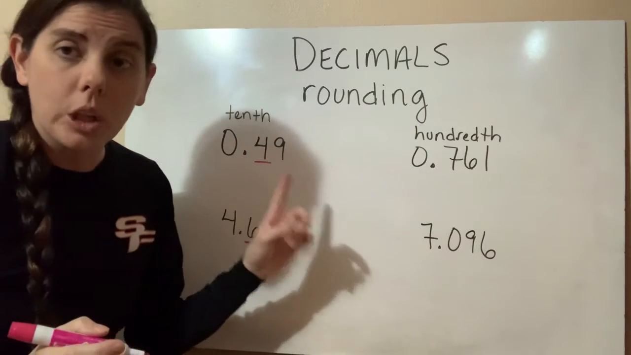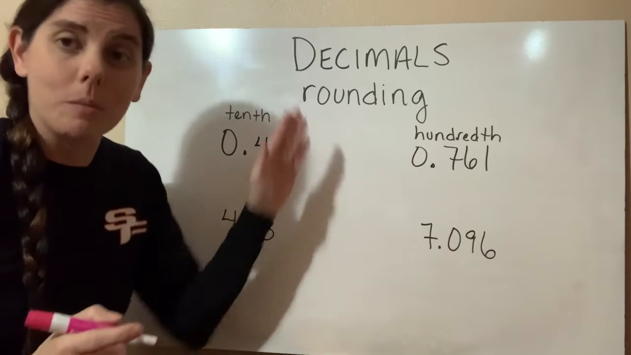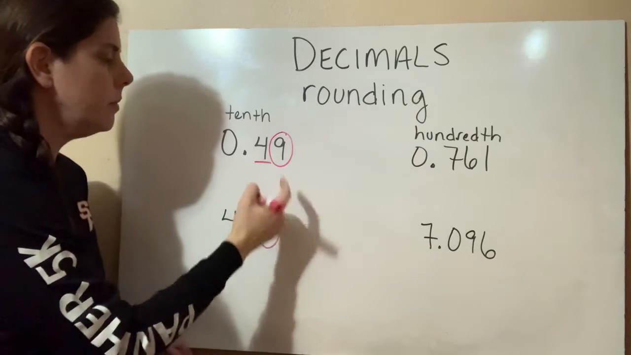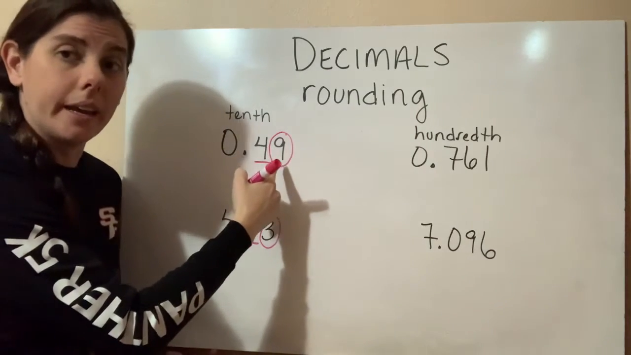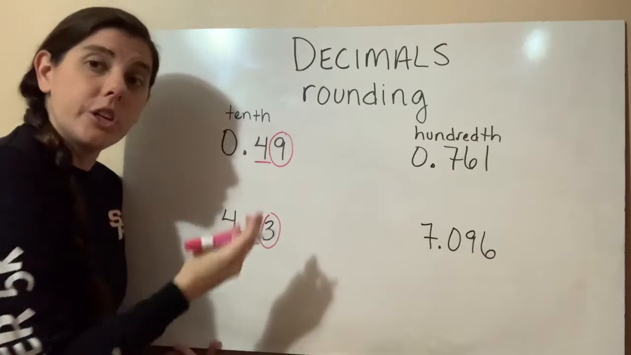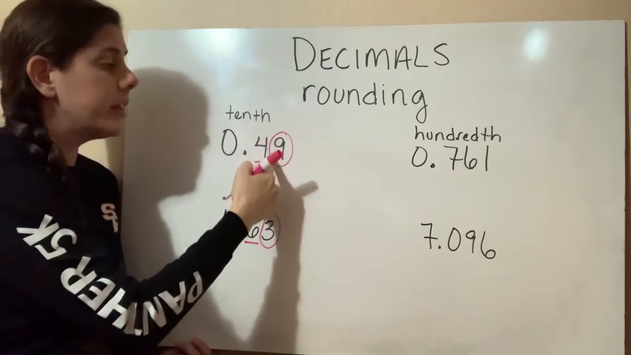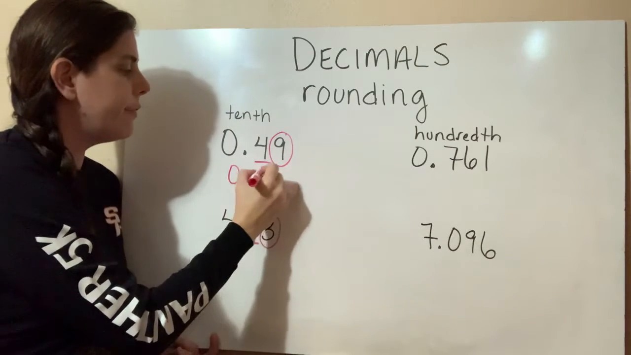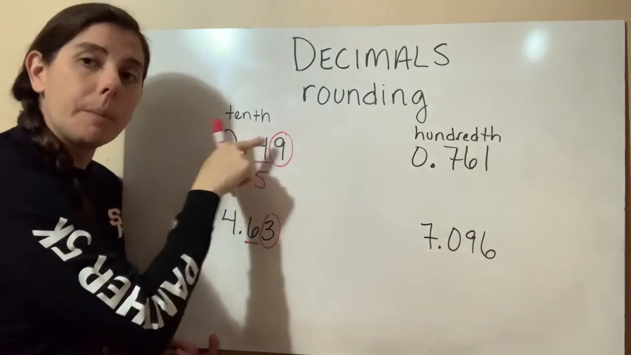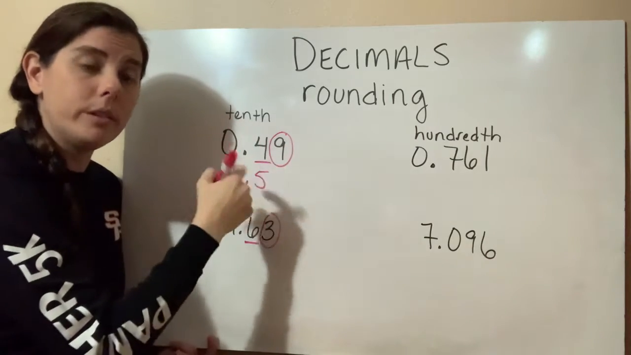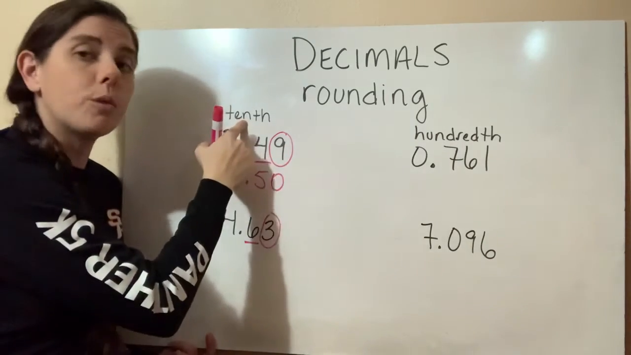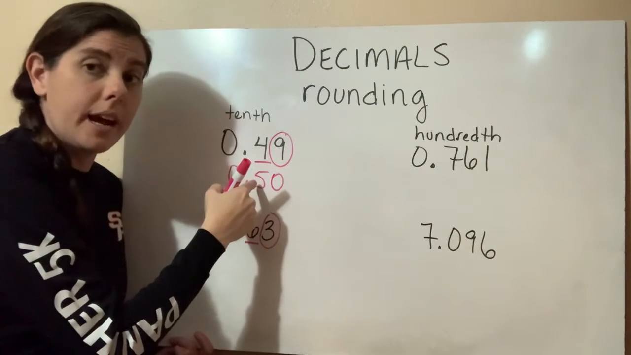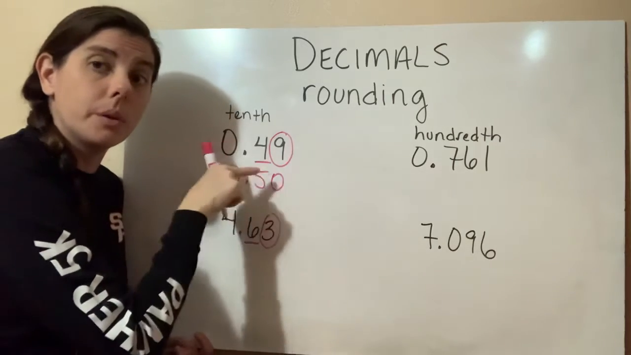So what number do we look at to determine whether we're staying the same or going up? Well, we look at the number next to it. In this case, the number is 9. Because the number 9 is in the go up range, it's going to kick it up. This is going to become a 5, so we're going to have 0.5. And then every number past the place that you're rounding to should become a 0. If we're rounding to the nearest tenth, only the tenths place should have a value in it. All the rest should just have zeros.